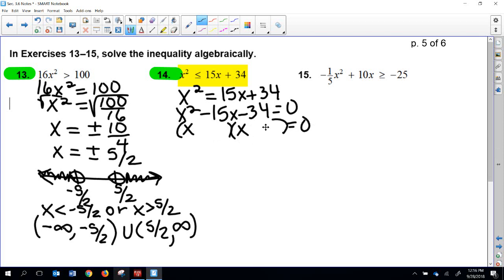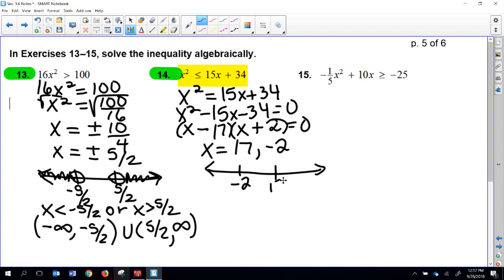What are numbers that multiply to be 34 and subtract to be 15? 17 and 2. We need a minus 17 and a positive 2. So our solutions then are going to be positive 17 and negative 2. Those are the values that make it equal 0. That's the values that make the x squared equal to the other side. We need a number line to figure out what values we need to have it work.